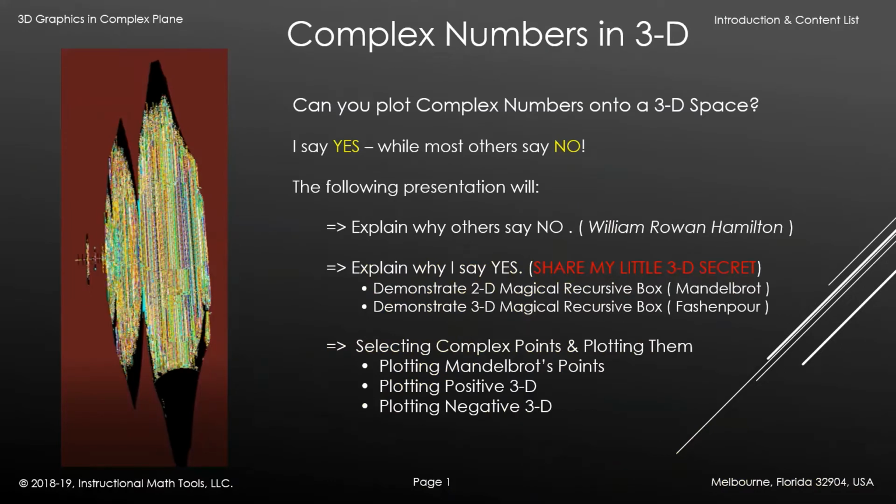The following presentation will discuss William Rowan Hamilton's position by saying you cannot establish an R3 field, and it will explain why I say you can do it by sharing with you my little 3D secret. And then lastly, we will pick some complex points and we'll plot them in the 2D and in the 3D environment.